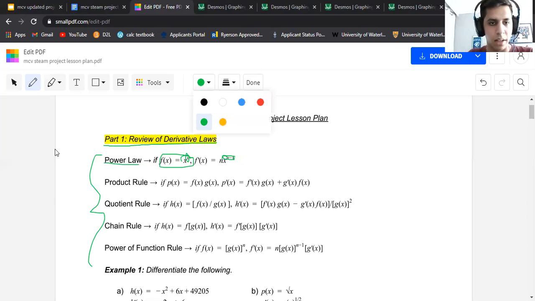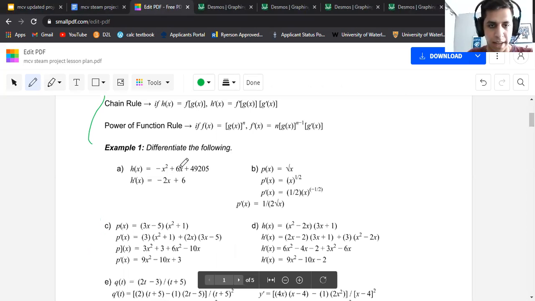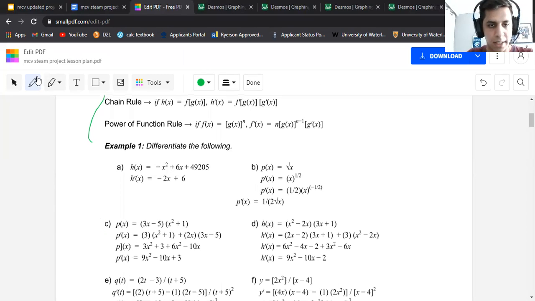Now let's take a look at some examples. So right here, we have h of x is equal to negative x squared plus 6x plus whatever that ugly number is. The reason I chose a big number here is to show you guys that when you have a constant number, you don't have to use a power law. There's no real use for constant numbers in derivatives, and they get canceled out. So this could be 2, this could be 3, this could be negative 49,205. Doesn't matter. It's going to be canceled out when you're taking the derivative.